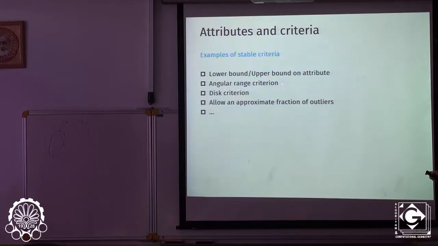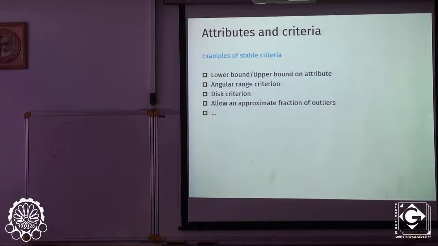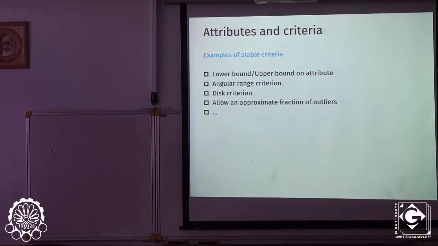The angular range criterion was also decreasing monotone, the disk criterion also decreasing monotone, but we now can also do something like allow an approximate fraction of outliers. If you think of this, it is not directly obvious that it's decreasing or increasing monotone, but since I allow myself some kind of approximation, I can phrase it in terms of: if the trajectory has a certain length, which as such is an increasing monotone criterion, then the number of outliers should be below a certain value, which is a decreasing monotone criterion.